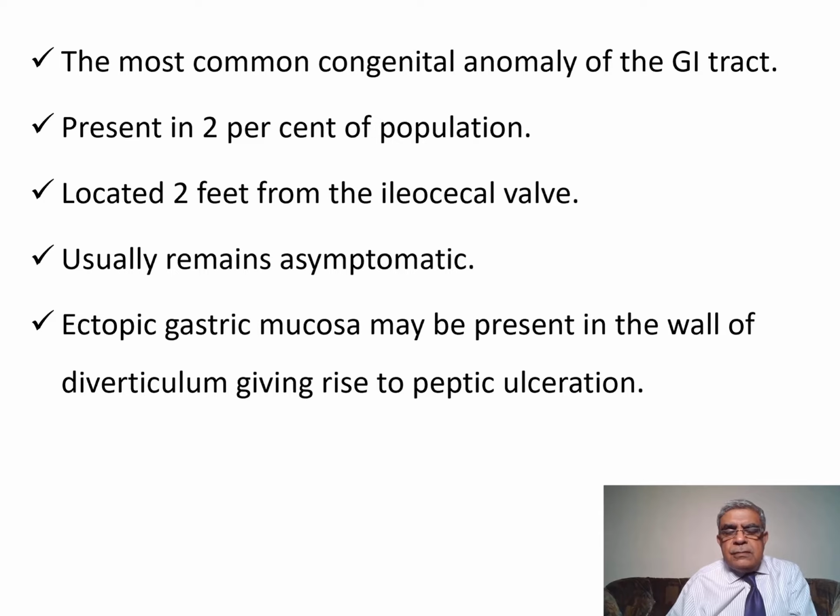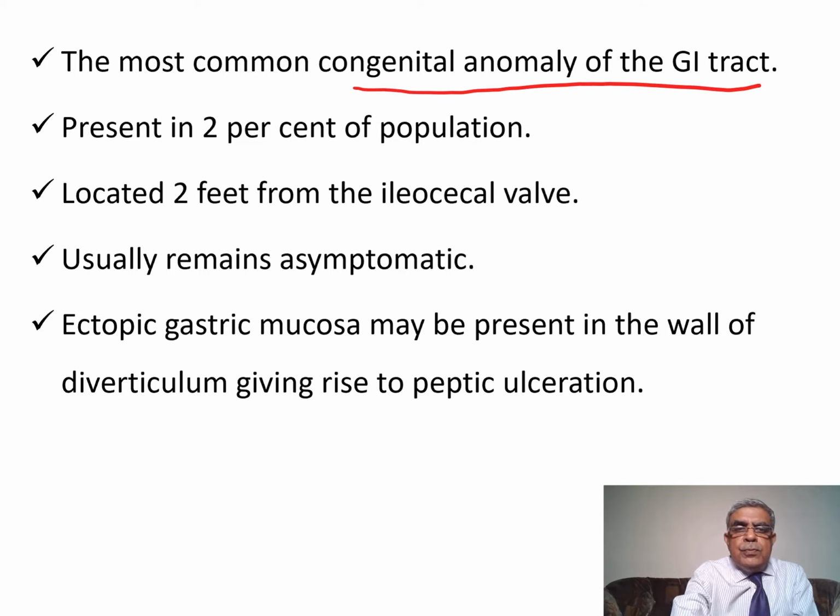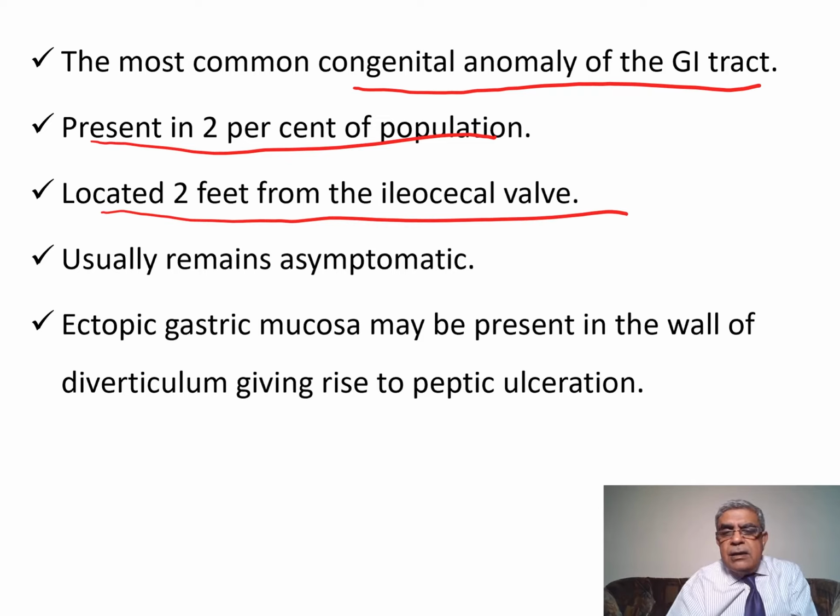Now you should remember the rule of 2. This is the most common congenital anomaly of the GI tract, seen in 2% of the population, located 2 feet from the ileocecal valve, and it remains asymptomatic. Ectopic gastric mucosa may be present in the wall of the diverticulum, giving rise to peptic ulceration. So it may contain ectopic gastric mucosa and peptic ulceration results.